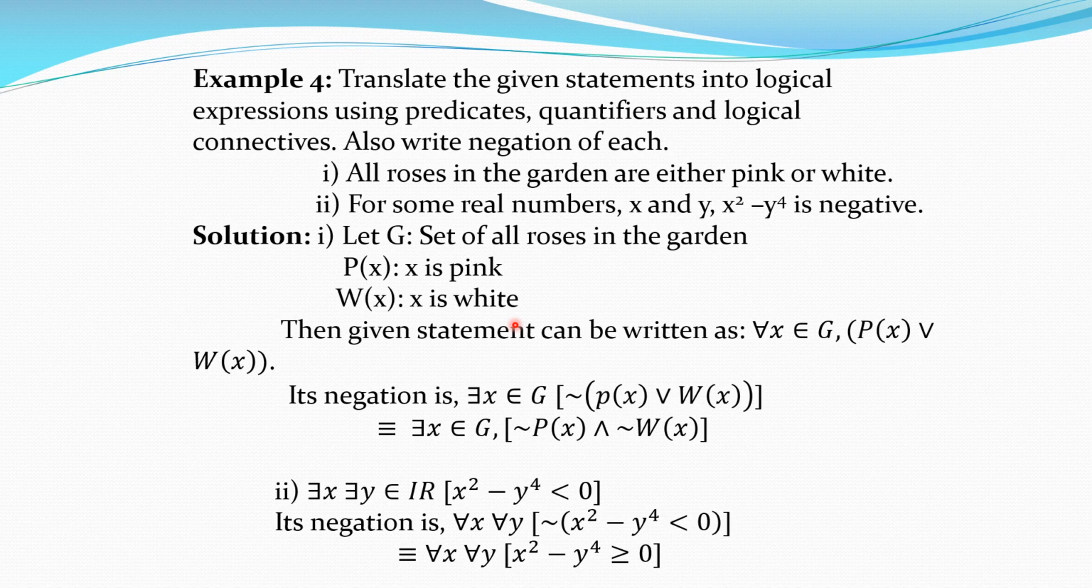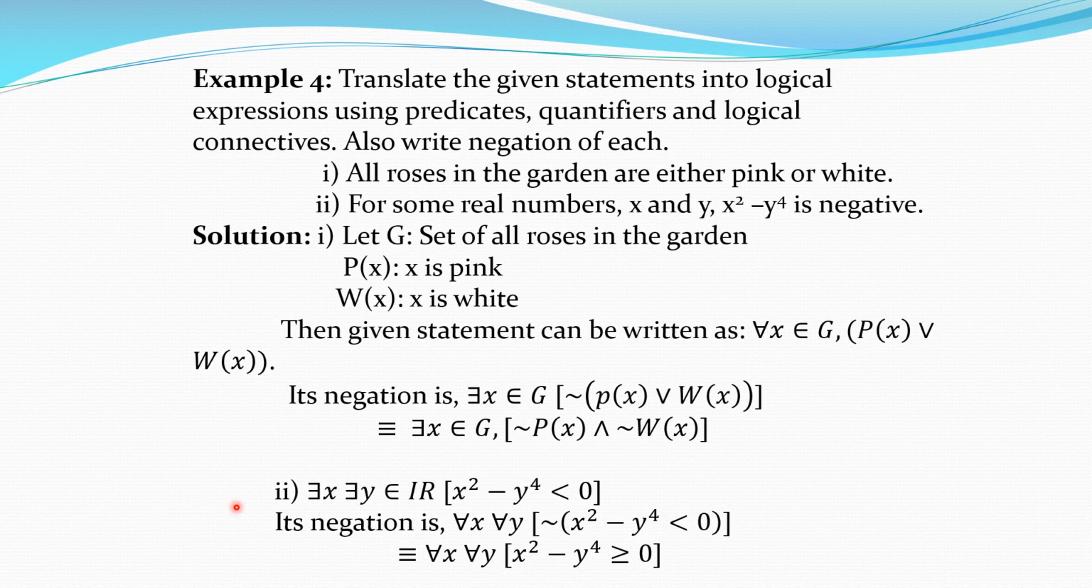symbolic form statement. Now second, for some real numbers x and y, x square minus y raised to 4 is negative. Now again here it is given about real numbers. So we consider domain as real numbers. But for real numbers standard notation is there, that is R. So it is not necessary to define that set separately. Directly you can write. Now what is given for some real numbers? So we use here existential quantifier.